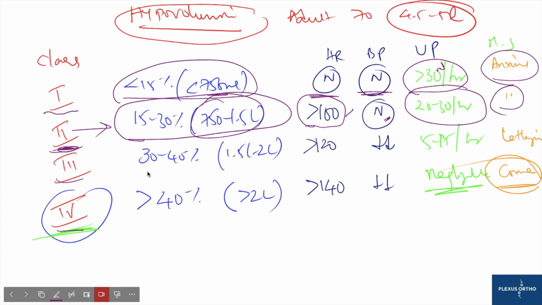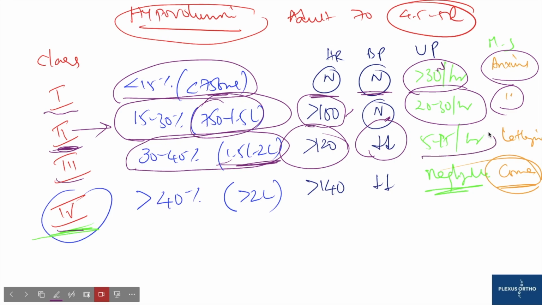In class 3, when the blood loss progressively increases and the patient loses 30 to 40% of the blood, about 1.5 to 2 liters of blood, the heart rate increases to more than 120, and the blood pressure is decreased. In this case, the heart, or the circulatory system, is not able to compensate. Urine output further decreases to 5 to 15 milliliters per hour, and the patient is lethargic and quite irritable.